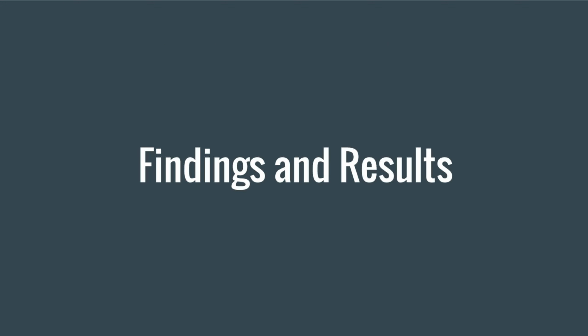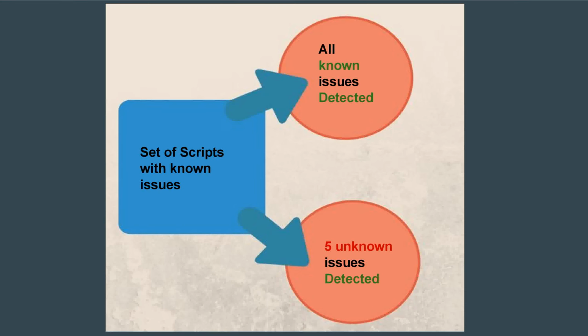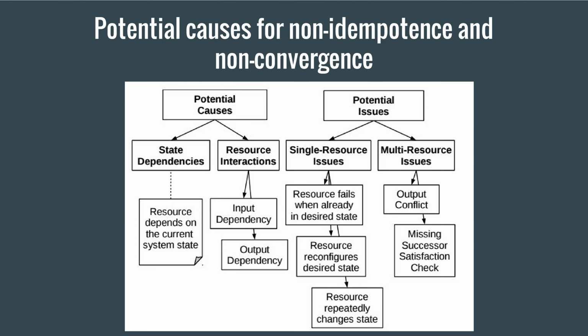Now let's see what they found. The test results reveal that the proposed framework was able to successfully detect all known issues and 5 unknown issues regarding idempotence and convergence in the set of test scripts. This slide shows the potential causes and issues for non-idempotence and non-convergence of the configuration scripts, as these lead to the violation of resource preservation, which is a property that implies idempotence and convergence.